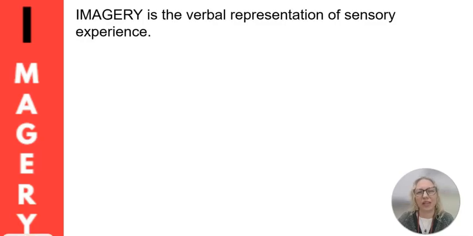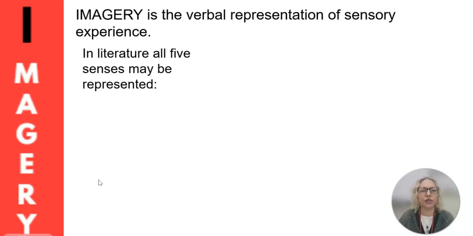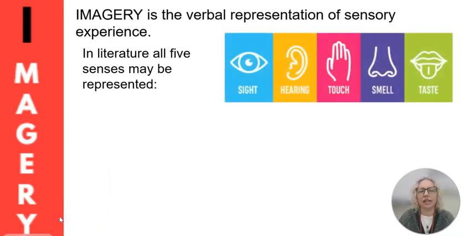So let's talk imagery. What is it exactly, and what is detail as well? So imagery is the verbal representation of sensory experience. And in literature, all five senses may be represented. We've got sight, hearing, touch, smell, taste. These are the fancy literary versions.